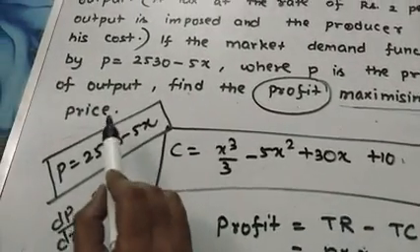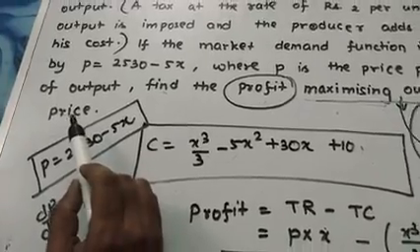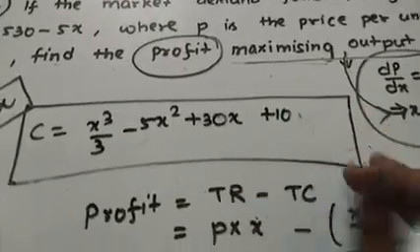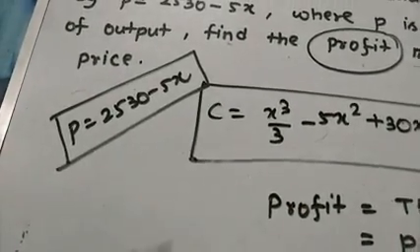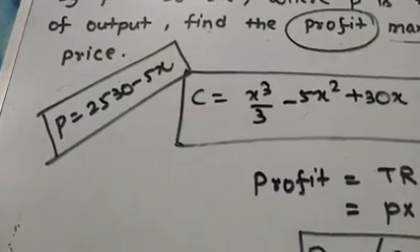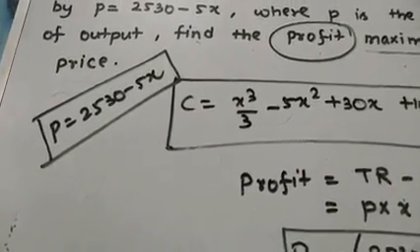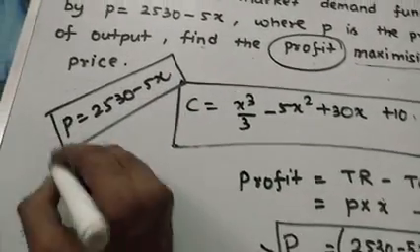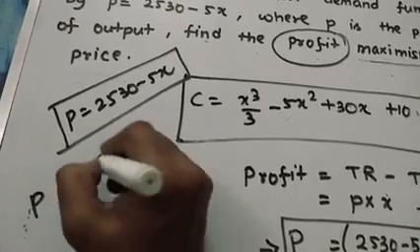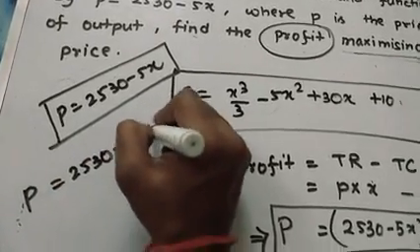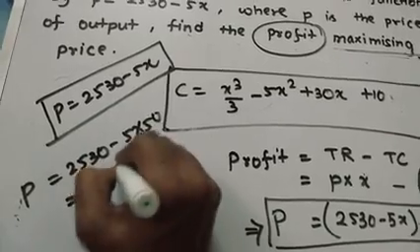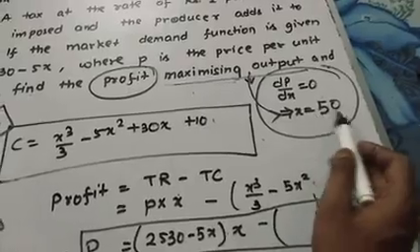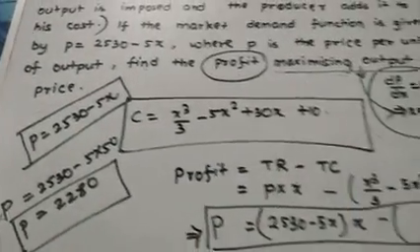And the last line, price. That means you have to find the maximum price also. So how to find that? If you remember, the P is given in the question, that is 2530 minus 5x. You have to find the maximum price. So what is the output you get? x equals 50. Simply put it here. That means price equals 2530 minus 5 into 50. After simplifying, you will get 2280 as the price. So these are the answers: the output x equals 50 and the price 2280.